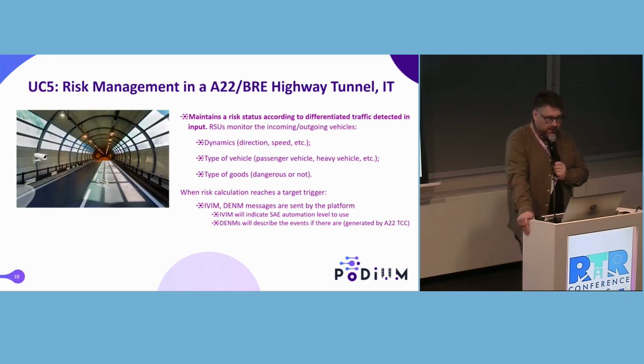Last but not least is the risk management in the Brennero highway tunnel, where the most difficult factor is that there is no service from the GPS, from the GNSS. So with the use of onboard units and RSUs, we count the number of vehicles that enter the tunnel. We also count the type of vehicles, whether they are passenger vehicles, heavy vehicles, or carrying any hazardous material, and the system has a risk calculation process that at each instance decides how risky the situation is within the tunnel, and sends IVIM messages from the platform to indicate to the autonomous vehicles to change their automation level, most likely decrease it, or decrease the speed, in order to make sure that the traffic within the tunnel is secured.